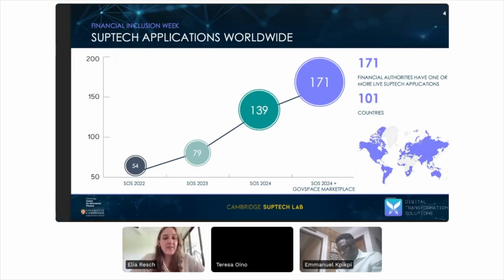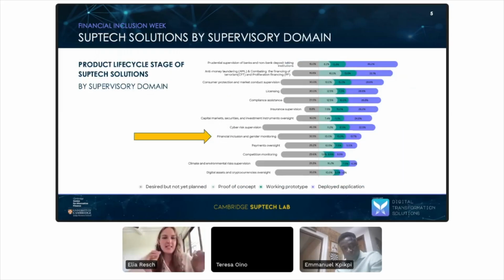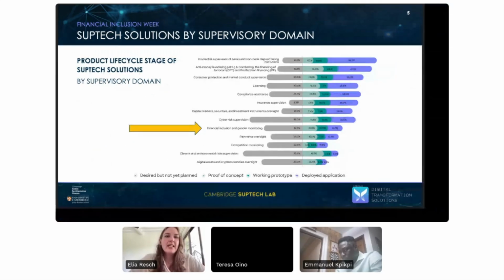We have a lot of data available, so I'd encourage you to read our full State of SupTech report that I'll share in this chat in a second. But let's dive into some quick specifics here to really frame the conversation. Here you see that SupTech is being used across a wide range of supervisory areas. The most common uses are prudential supervision and anti-money laundering. But importantly, financial inclusion is now, of course, also firmly on that list.